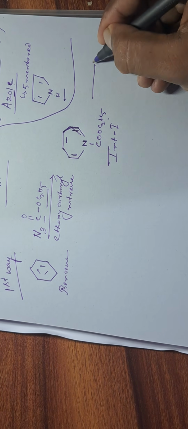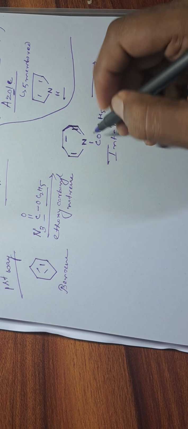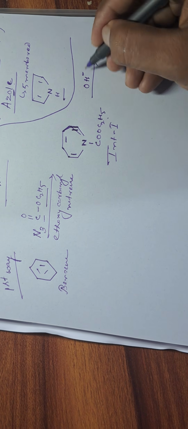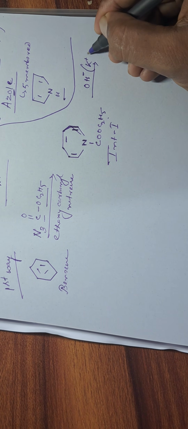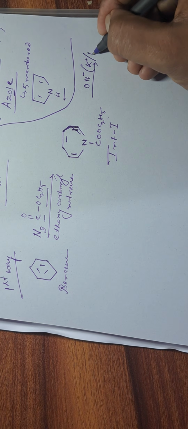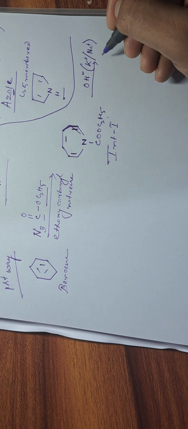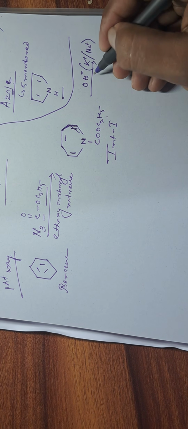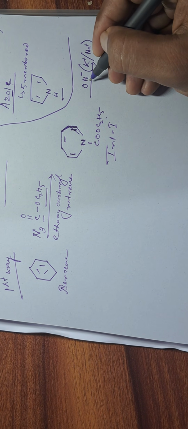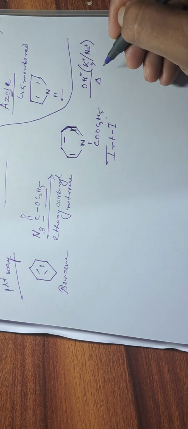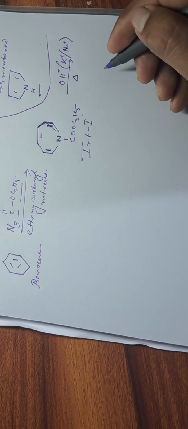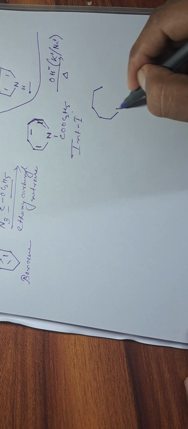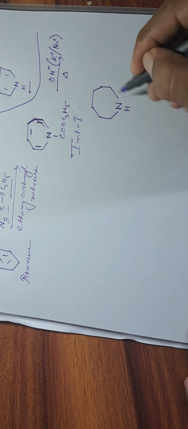Now what next? Once we got this intermediate, it needs to be treated with a base, OH minus, and here you can take either K plus or Na plus. It is your choice whether you are willing to take sodium hydroxide or potassium hydroxide. So that is why I have written here, and it is the one that we are expecting from the base. So this, in the presence of heat, will produce our compound of interest, that is the one which we are looking for, that is azepine.